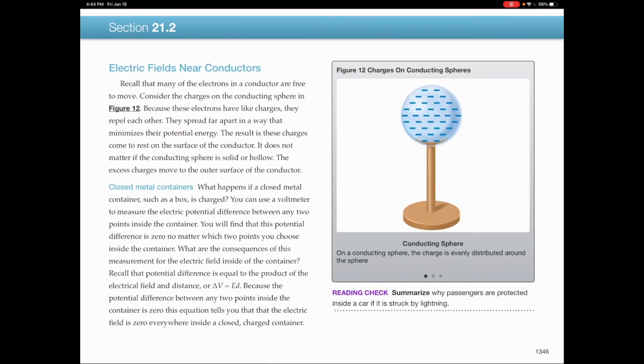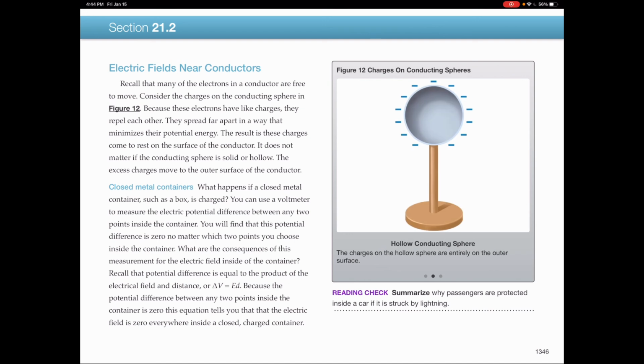One last thing we want to talk about: remember that in a conductor, electrons are free to move. Therefore, if you have a conducting sphere, the charges are going to want to move as far apart from each other as possible. So in this figure, you can see that on the outside of a conducting sphere, the charge is going to be evenly distributed all the way around the surface of the sphere. There won't be any charge on the inside because that electric field would make the charges move.